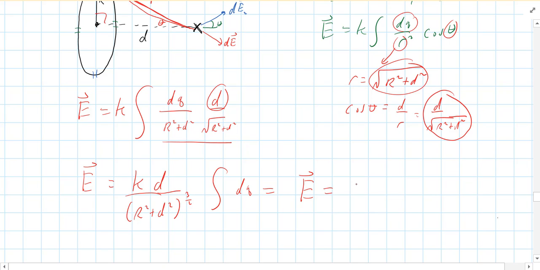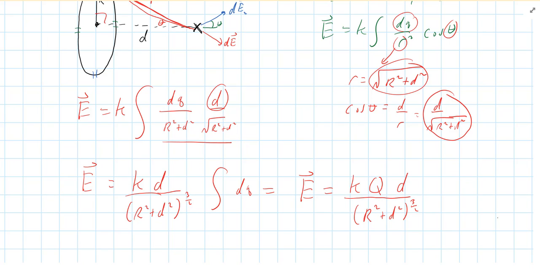And so you get the following equation. The electric field is equal to k. I'll write the Q first, and then d. d is your variable, so I'll put that at the end there. And then you get R squared plus d squared to the 3 halves. So there's your answer. And that's in the x direction. That's to the right. There is no field up, down, into, or out of the page.